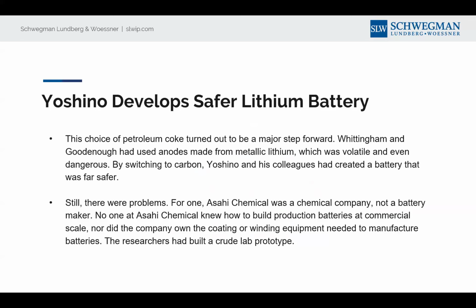The choice of petroleum coke turned out to be a major step forward. Whittingham and Goodenough had used anodes made from metallic lithium, which was volatile and even dangerous. By switching to carbon, Yoshino and his colleagues had created a battery that was far safer. Still, there were problems. For one, Asahi Chemical was a chemical company, not a battery maker. No one at Asahi Chemical knew how to build production batteries at commercial scale, nor did the company own the coating or winding equipment needed to manufacture batteries. The researchers had built a crude lab prototype.